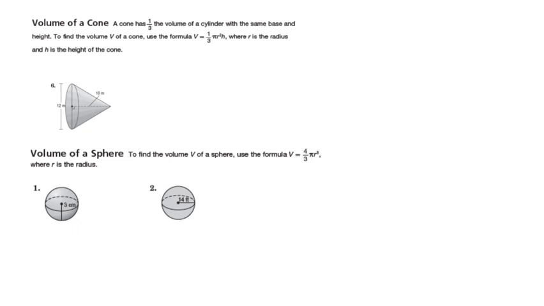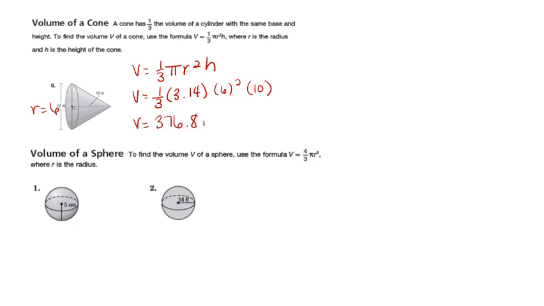Volume of a cone. A cone, like a pyramid, has 1/3 the volume of a cylinder with the same base and height. So if I poured that cone into the cylinder that has the same base and height, it will only go 1/3 of the way up. So the formula is 1/3 pi r squared h. So volume equals 1/3 times 3.14, our radius is half of the diameter, which is 6, and then the height is 10. And when I put that in the calculator, I get 376.8 meters cubed.